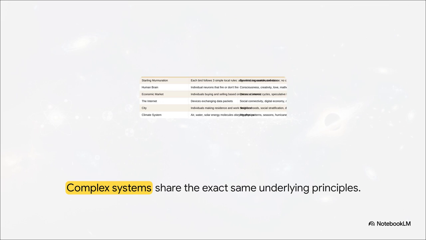The exact same thing applies to the human brain. Individual neurons just firing or not firing, ultimately producing consciousness and mathematical reasoning. Even economic markets, individuals just buying and selling based on personal interest, result in incredibly complex economic cycles and global innovation. Simple, local rules, staggering emergent complexity.